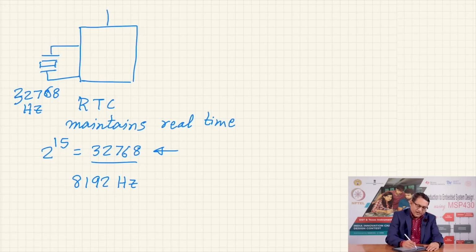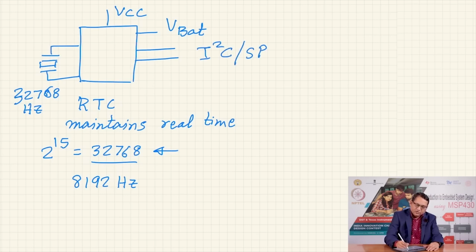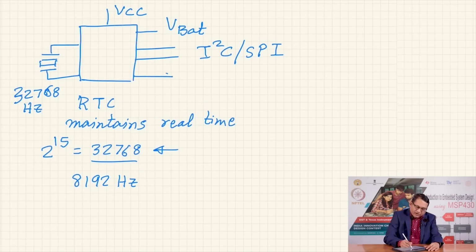It has a power supply pin. It also has a battery backup, so you would have an additional pin called VBAT, and it would have a mechanism to communicate with the microcontroller. Usually this would be the I2C or SPI interface. We have discussed that some of the communication protocols are inherently available on certain microcontrollers. So these microcontrollers could talk to this real-time clock chip through these communication protocols.